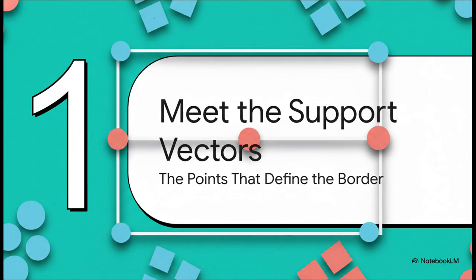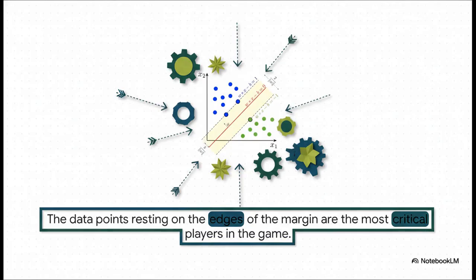So how does the algorithm actually find this perfect wide street? You'd think that every single data point has a say in where the line goes, right? But here's the magic of the SVM. It turns out it only listens to a very select few. The most important players in this entire game are the ones living right on the edge. Take a look at this. See those data points sitting right on the dotted lines, right on the edge of our margin? Yeah, those are the ones that run the whole show.